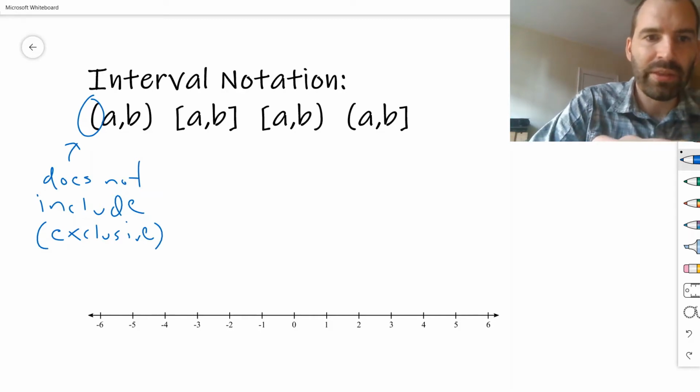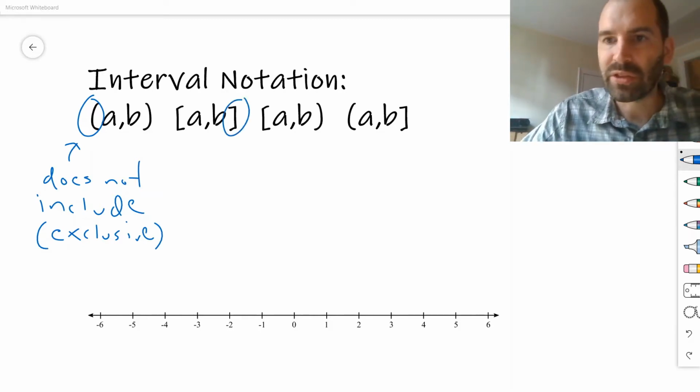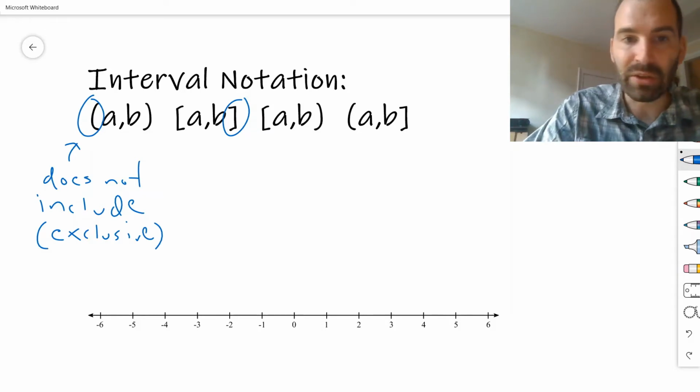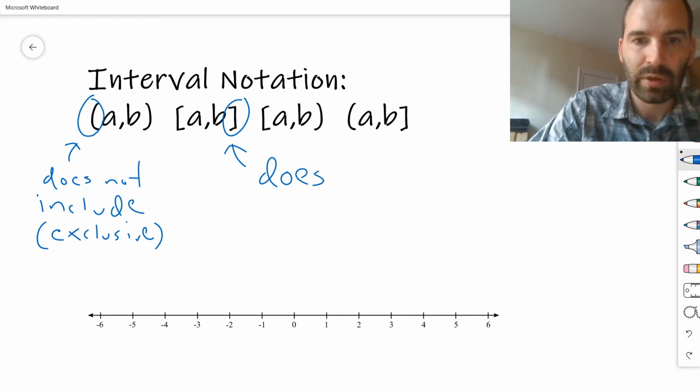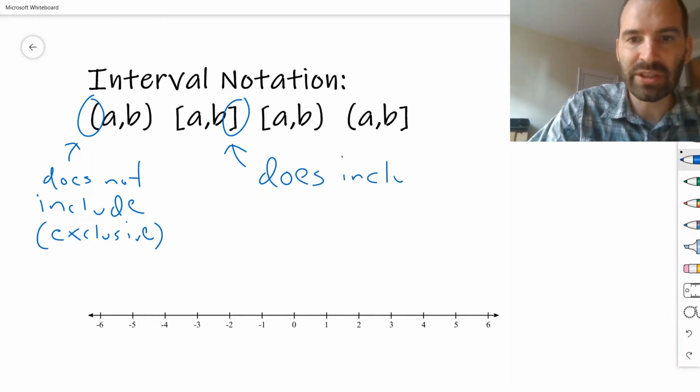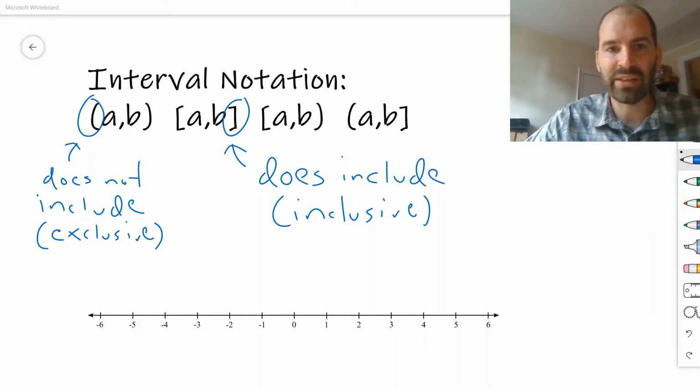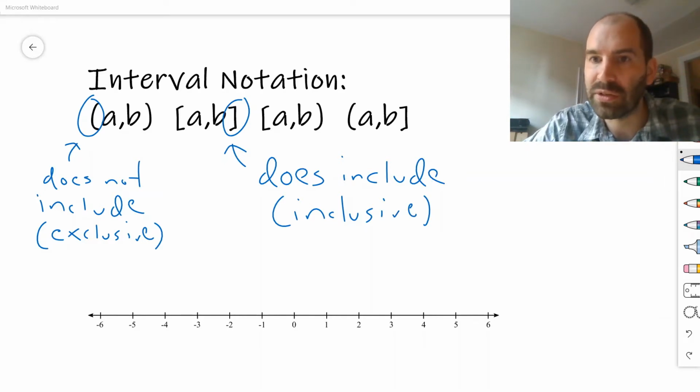Okay? This next interval over here, we see square brackets. The square brackets means does include. This does include the endpoints. And so we would say inclusive. So this, you could say, is the interval from A to B inclusive.